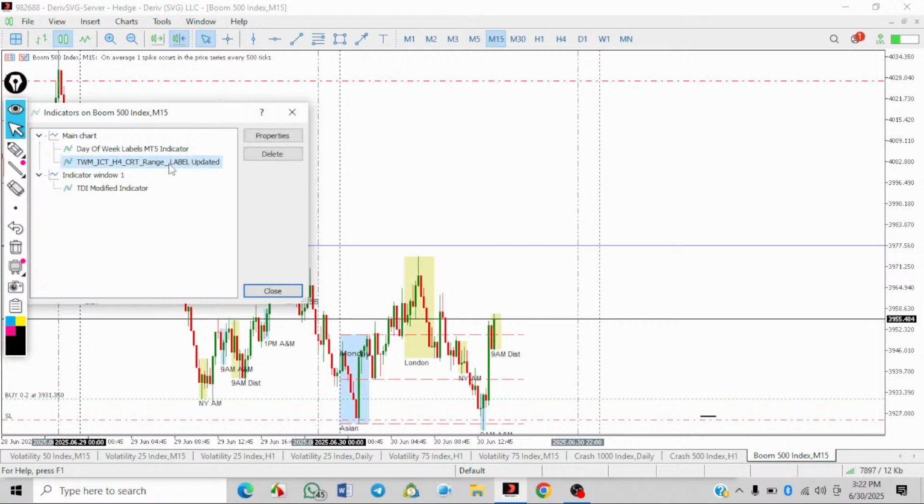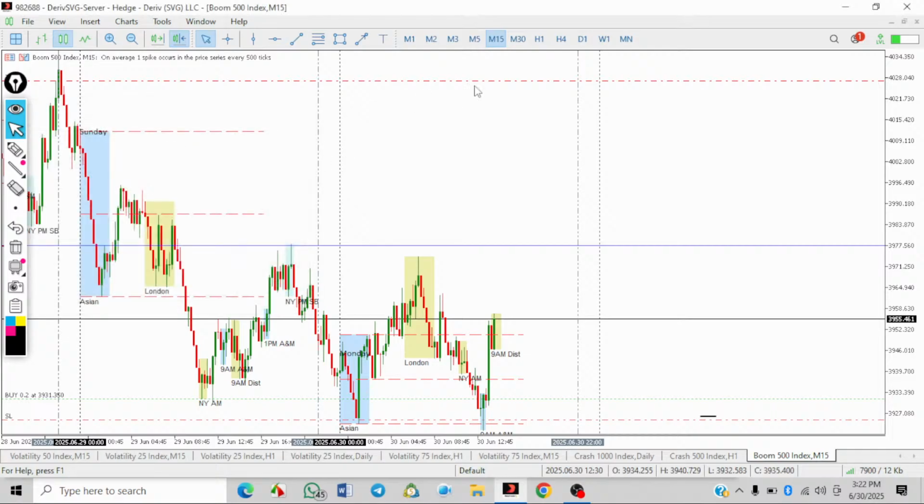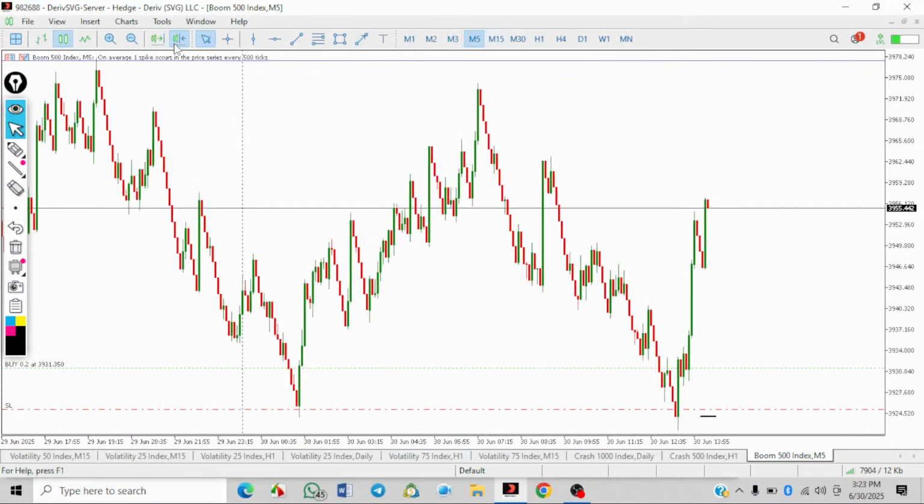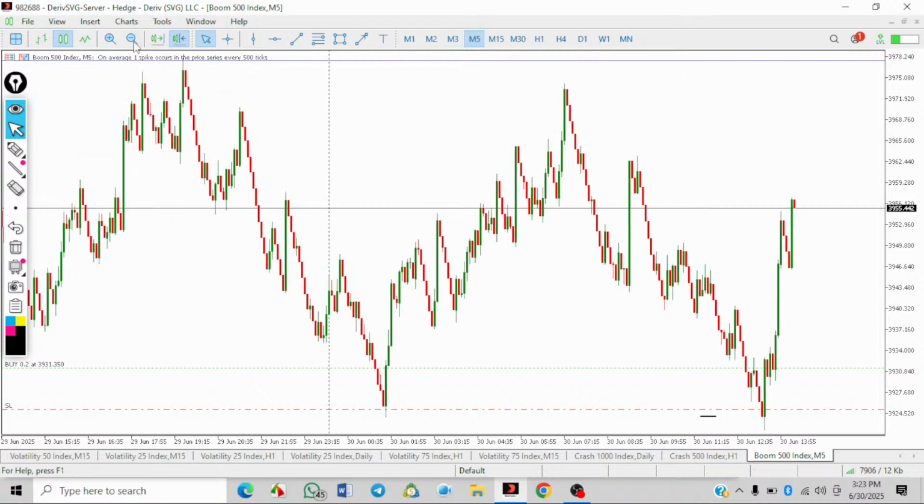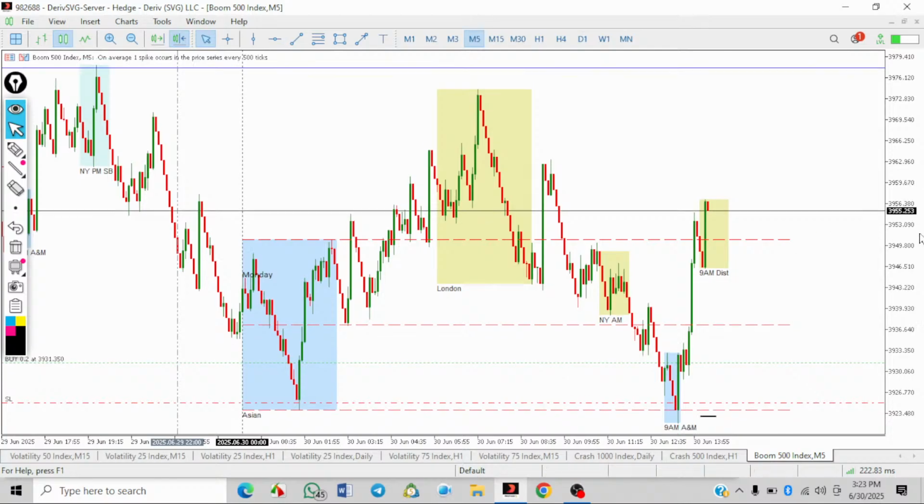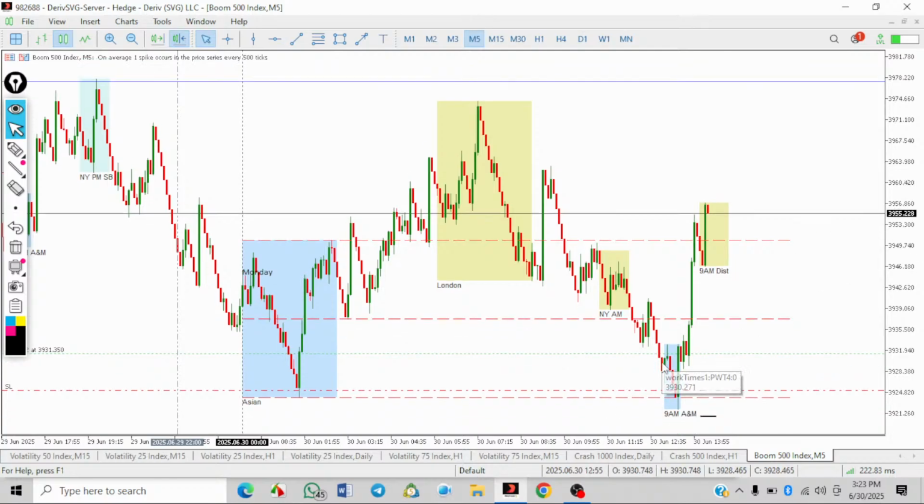So why is it not updating? Okay, so you can see this is my indicator. So why is it not showing on the 5 minute time frame? Okay, so you can see I have the template already, it does the distribution for me. Currently I'm at the distribution phase of my 9 a.m. CRT candle. The first one I had was accumulation.